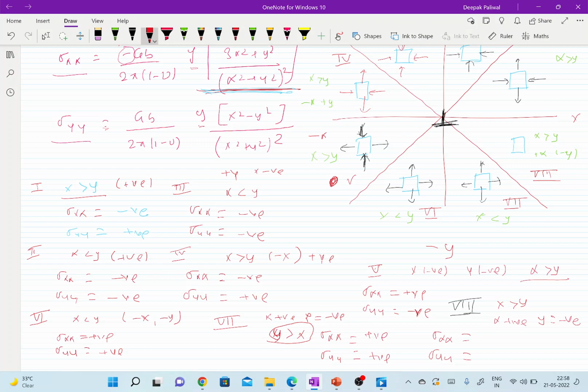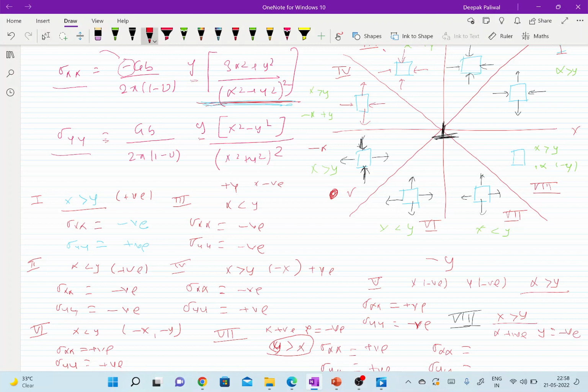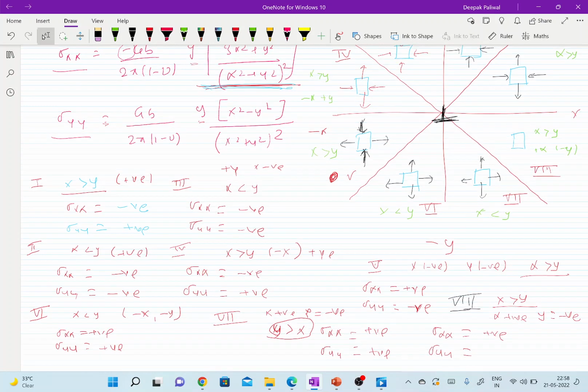In case of sigma xx, what is the condition? X is greater than y, y is negative, and x is positive. So this complete term becomes positive, and this is negative only. So negative negative positive, and it becomes positive only. But in case of sigma yy, y is less than x, and this is a completely positive term, and y is negative, so this becomes negative only. So this will give tensile along x direction, and compressive along y direction.